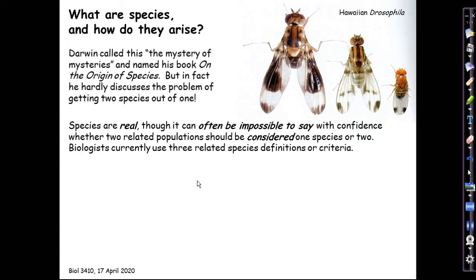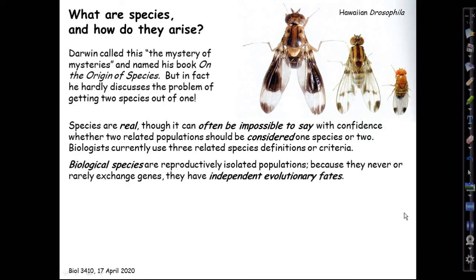Species are real things, though it can often be impossible to say with confidence whether two related populations should be considered one species or two. And this simultaneous reality and difficulty is a major theme of this lecture. Biologists currently use three related species definitions or criteria or concepts when discussing the issues surrounding the reality and definition of species.